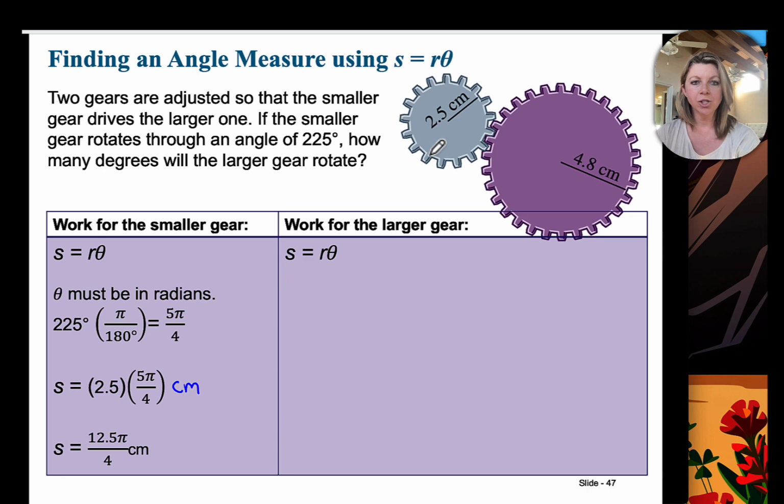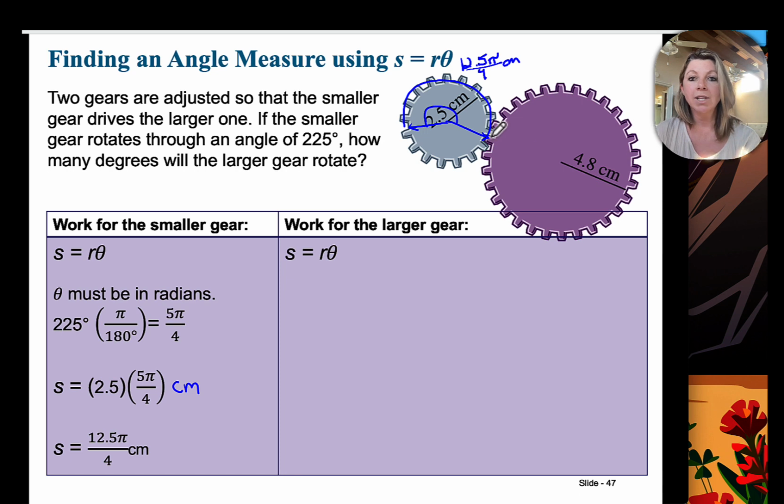It says that two gears are adjusted so that the smaller gear drives the larger one. If the smaller gear rotates through an angle of 225 degrees, let me just give you a visual. If that were the initial side right there, and then we rotated 225 degrees, that's bigger than 180, so maybe about here. This would be 225 degrees or 5 pi over 4 radians. Then we just figured out that the arc length is 12.5 pi over 4 centimeters.